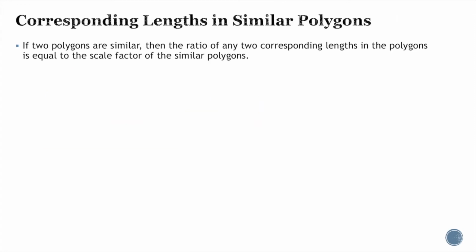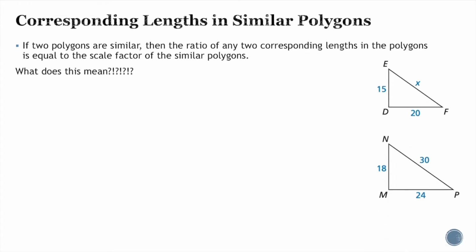So, corresponding lengths in similar polygons. If two polygons are similar, then the ratio of any two corresponding lengths in the polygons is equal to the scale factor of the similar polygons. Let's take a look with an example.